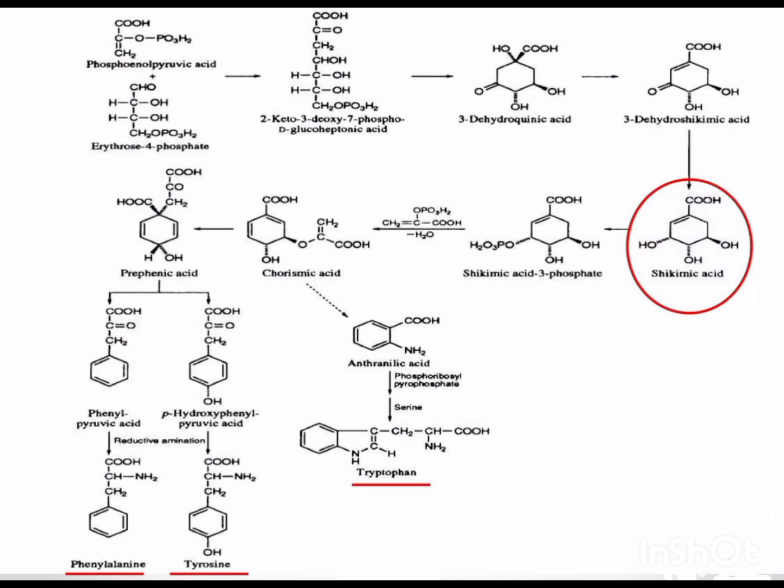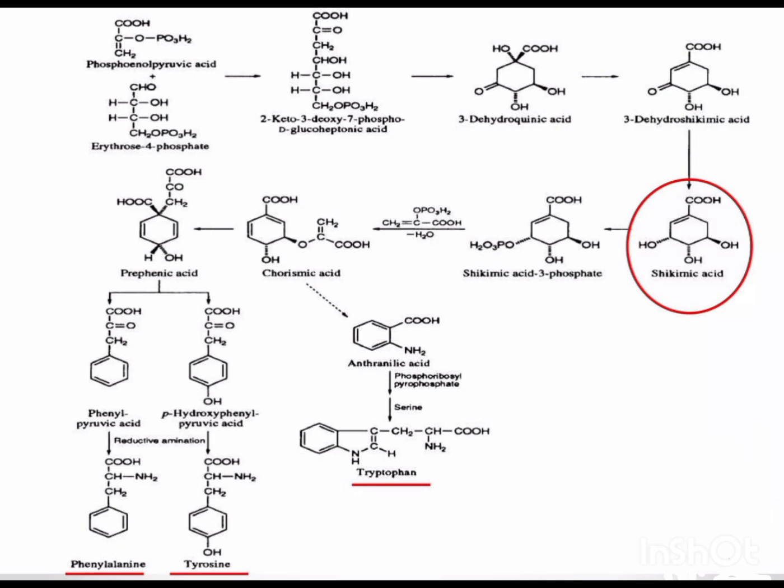For the shikimic acid pathway, phosphoenol pyruvate plus D-erythrose 4-phosphate, with the help of DAHP synthase, converts into 3-deoxy-D-arabinoheptulosonic acid 7-phosphate, which is also known as DAHP. The DAHP with the help of 3-dehydroquinate synthase converts into 3-dehydroquinic acid, which is also known as DHQ.